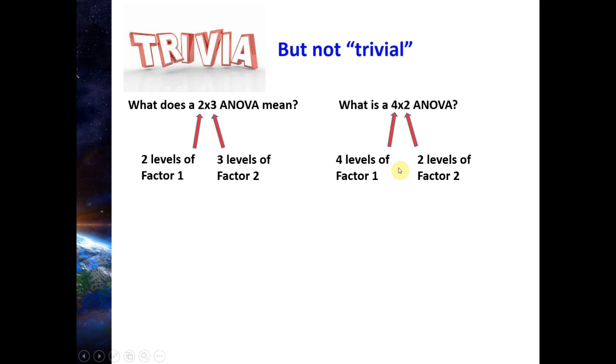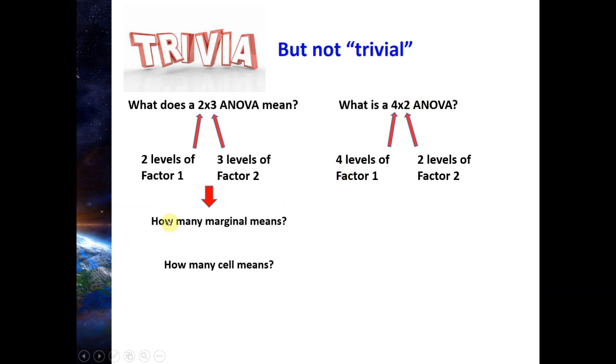Okay? So what if we had a 4 by 2 by 3? How many factors would that have? 4 by 2 by 3. It has 3 factors, right? Because if I add another, by 3 here, like 4 by 2 by 3, then I've got 3 positions, so it's 3 factors. And how many levels would the third factor have? Well, if it's a 4 by 2 by 3, it means that the 3 here is telling us that there are 3 levels of that third factor.